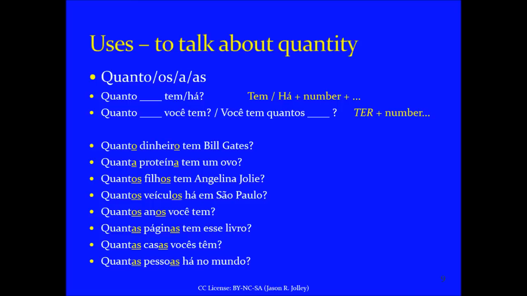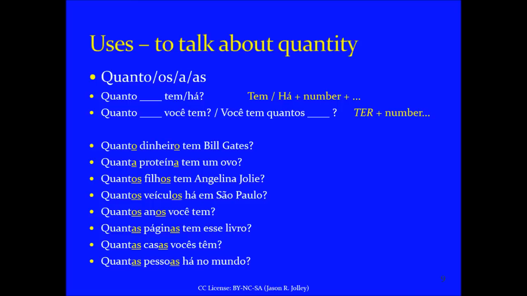So let's look at some example sentences here, and notice I've highlighted in yellow the agreement between the quantifier quanto and the objects I'm asking about. So how much money does Bill Gates have? Quanto dinheiro tem Bill Gates? Quanta proteína tem ovo? Quantos filhos tem Angelina Jolie? You know the answers? Think about the answers. I'm going to show you on the next slide.